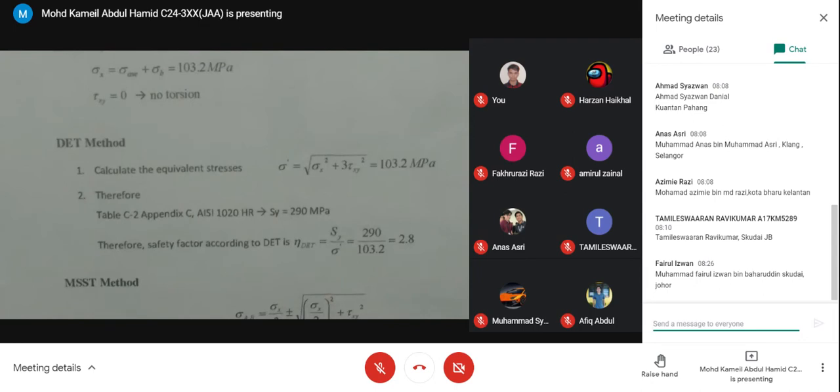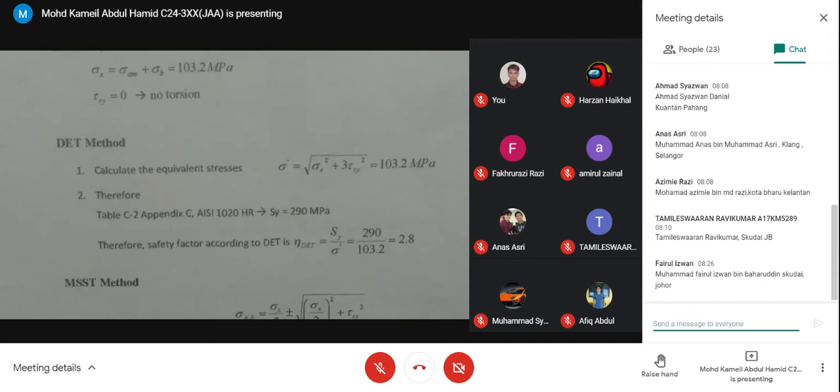Okay, dapat sigma prime tu kena pakai SY pula, cari SY. Untuk DET kita akan guna SY. DET dan MSST tu dua-dua tu is related to ductile material. Ductile material ni dia akan bend ataupun dia akan yield dulu, sebab dia tak brittle. Brittle tu yang pecah terus, tak ada nak yield lagi.